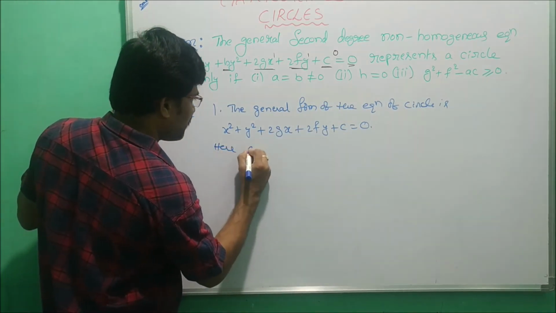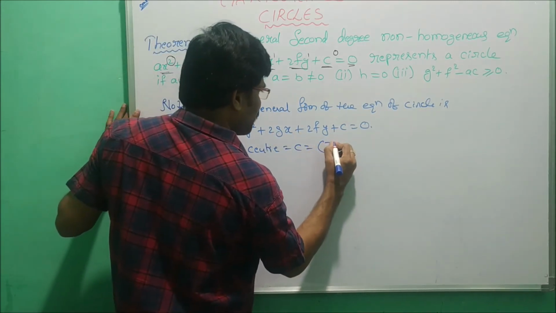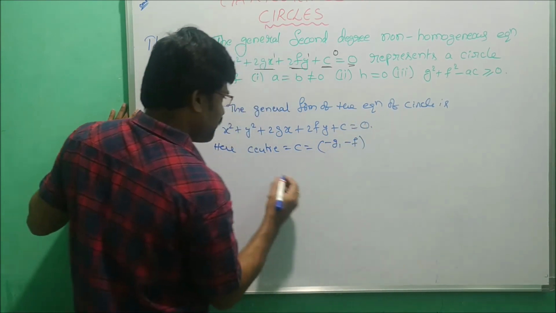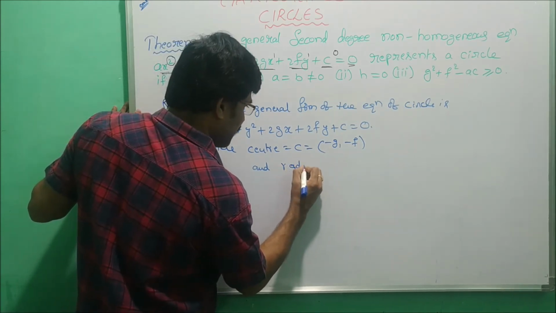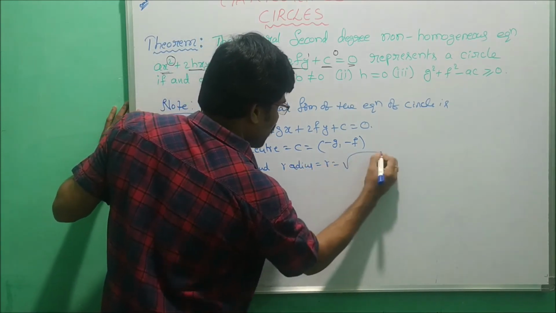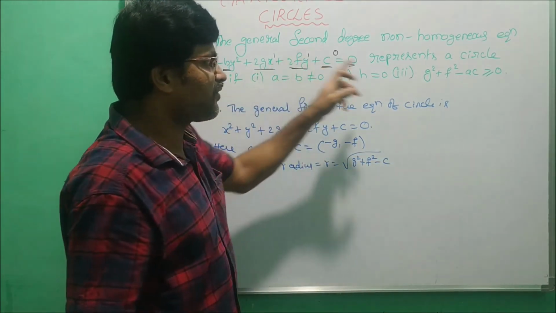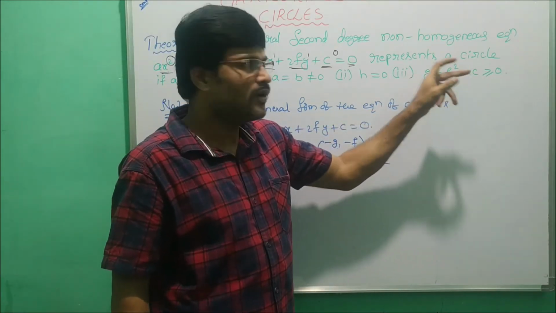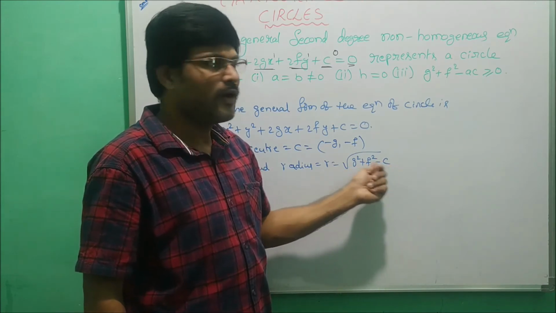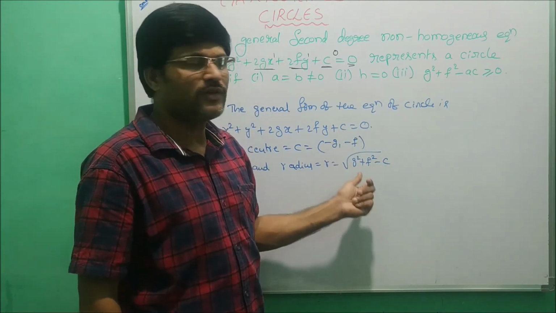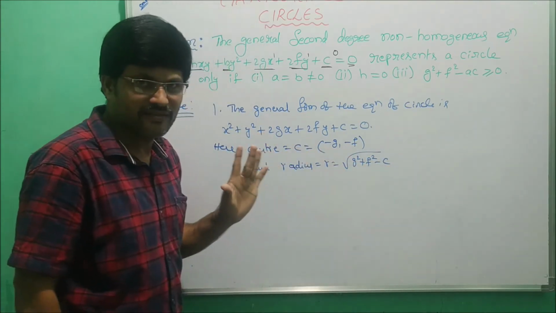Here the center C is (−g, −f), and the radius r equals the square root of g² + f² − ac by mod a. Here a equals 1, so we reduce it to the form g² + f² − 1·c divided by mod 1. Therefore the radius r equals the square root of g² + f² − c. So this is the center and radius.